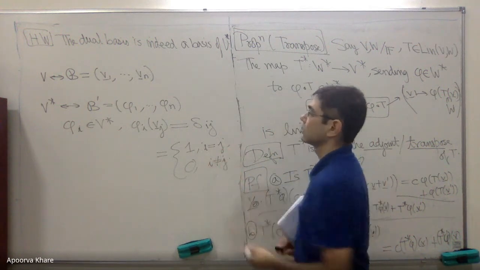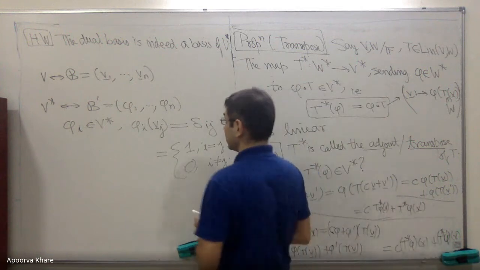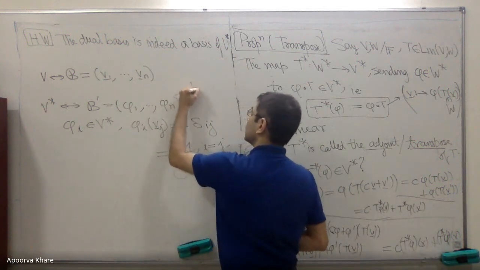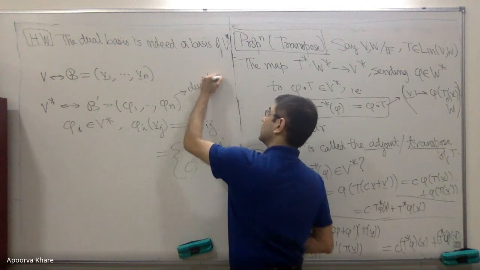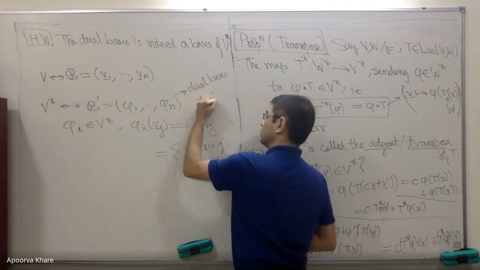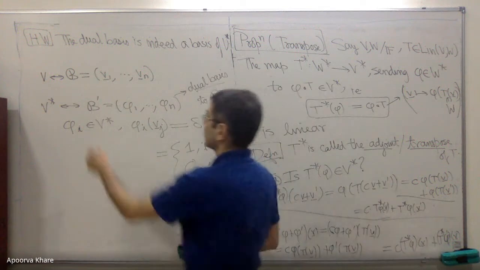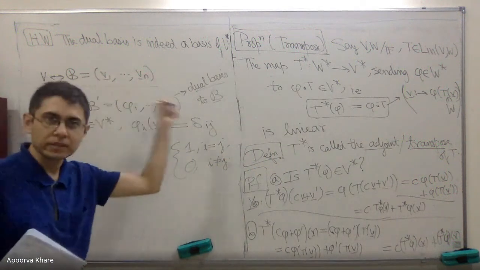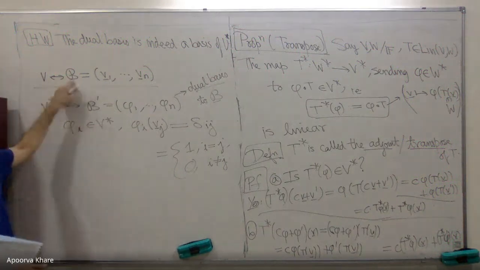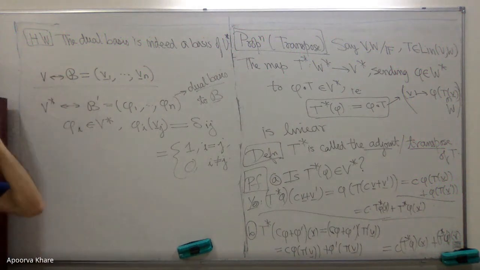Okay, so that's the thing. This is called the dual basis to this basis B. And one of the homework problems was that, of course, the dual basis is a basis of V star if B is a basis of V. Okay, great. That was that.